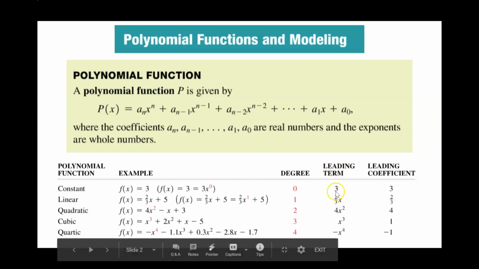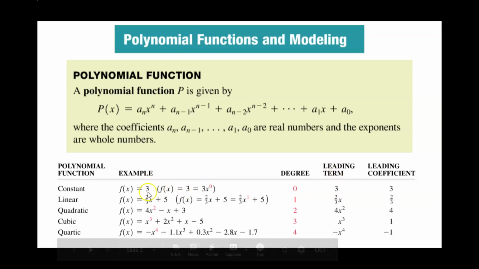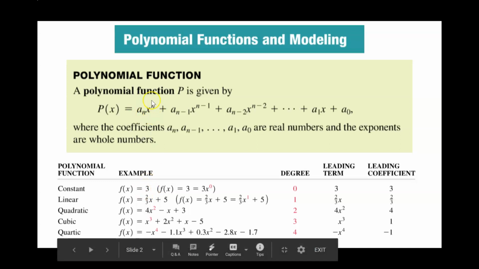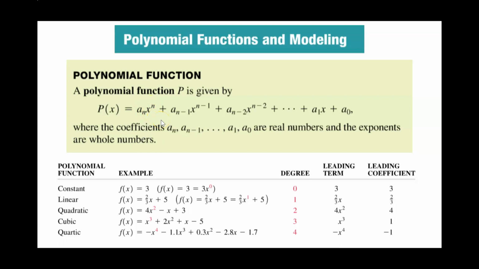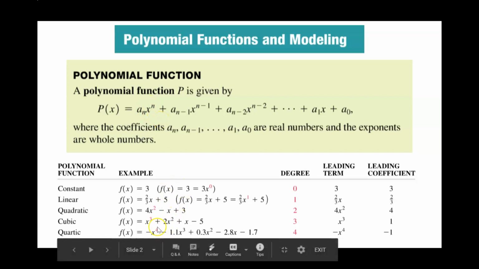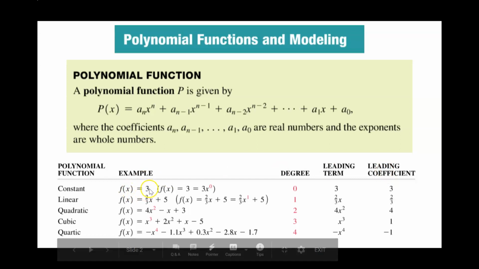The leading term is just going to be the first part of the function, whatever comes first, and it has to be in descending order. So descending order means 4, 3, 2, 1, and then 0. And then the leading coefficient is just whatever is in front of that term.